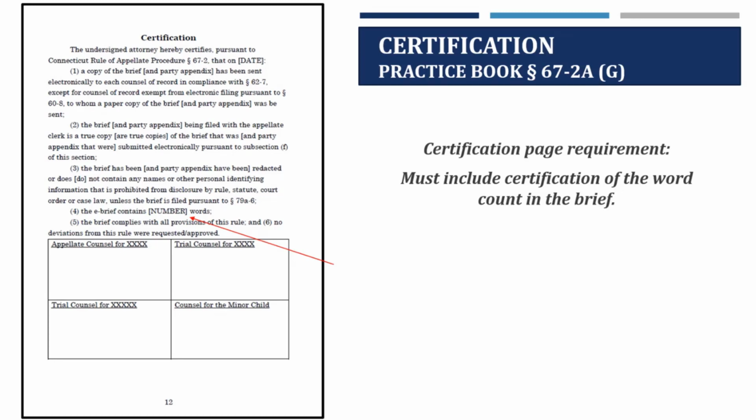Finally, the certification page, you must include how many words you have done, and there your word processing programs will help. You just highlight from the beginning of the text of your brief, including your headings, to the end of the text of your brief, but not including your signature block. That will give you the number of words, and you need to report that in your certification at the end of the brief.